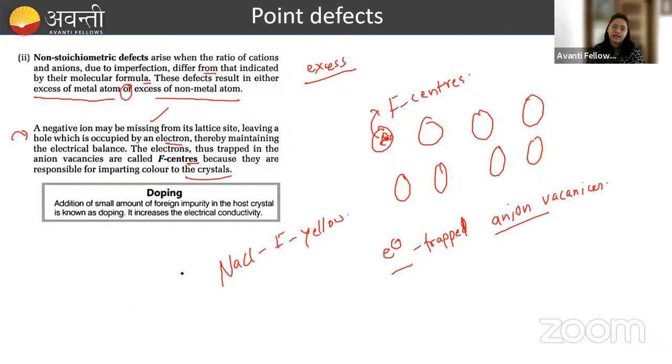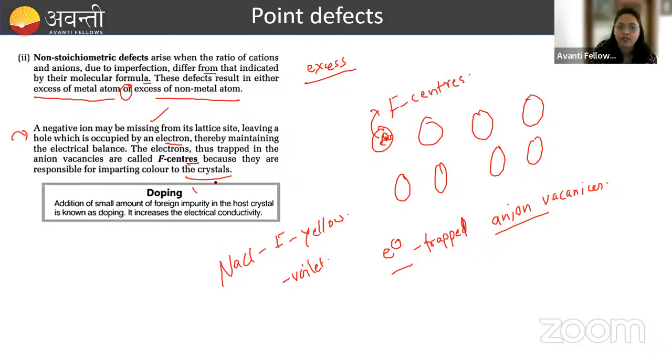Similarly, we have seen that there is a molecule which was showing violet color due to the presence of what, F center into that. ठीक है, so this is about the F center. F center मतलब क्या होता है, इलेक्ट्रॉन ट्रैप हो जाता है अनायन वैकेंसी में and it imparts the color to a given crystal.